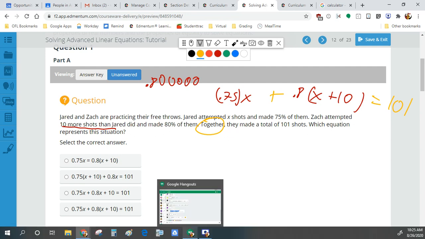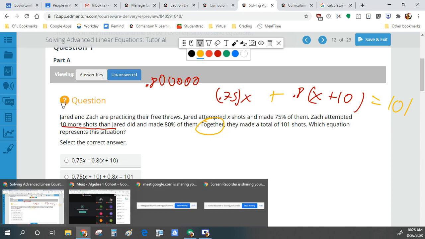Does that make sense, guys? Why we're adding it, why we're setting it equal? If any of it doesn't make sense, why we're multiplying or anything, let me know. Just say the multiplication doesn't make any sense, or the parentheses don't make any sense. Let me know.